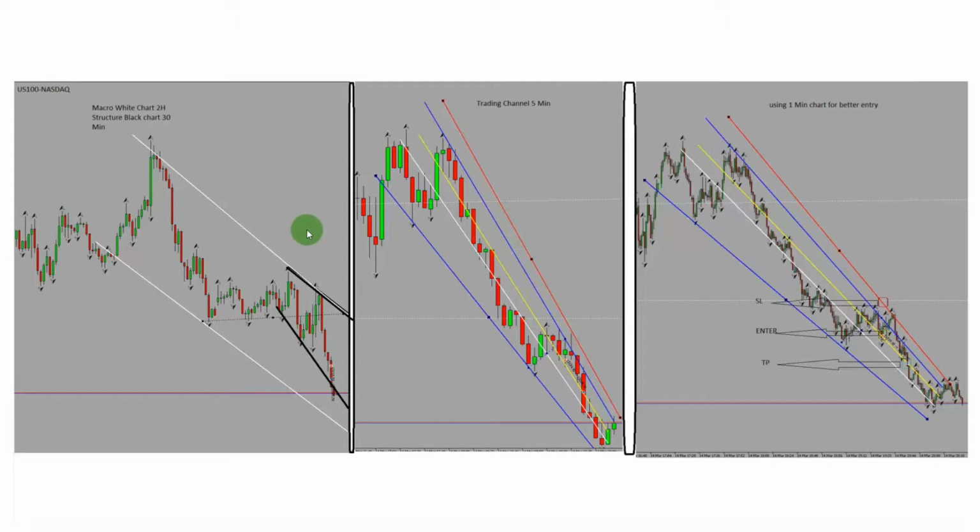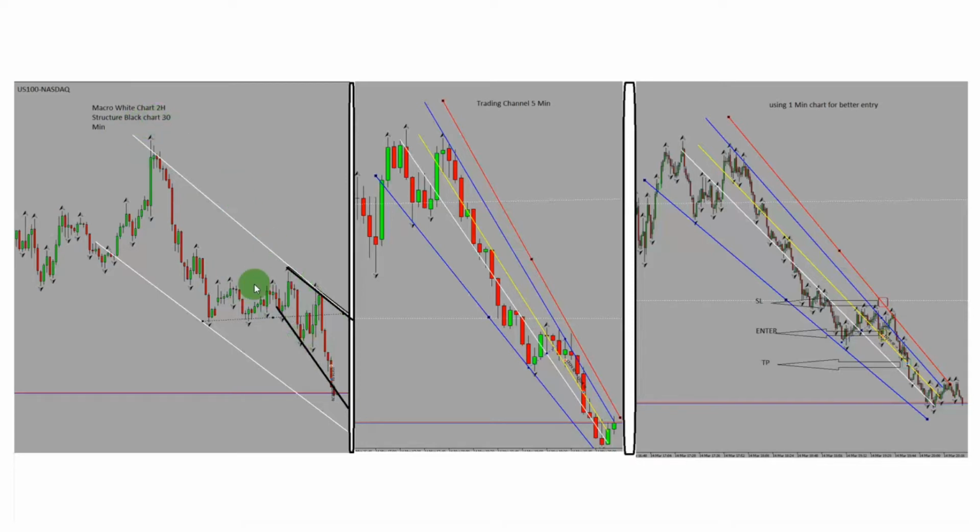As you see, there are three different charts: the macro chart, the trading chart, and the entry chart. And in the macro chart, as you see, there is a downtrend channel happening, and this white line shows the 2-hour time frame in the macro chart, and the black one is the 30-minute, as he mentioned in here.